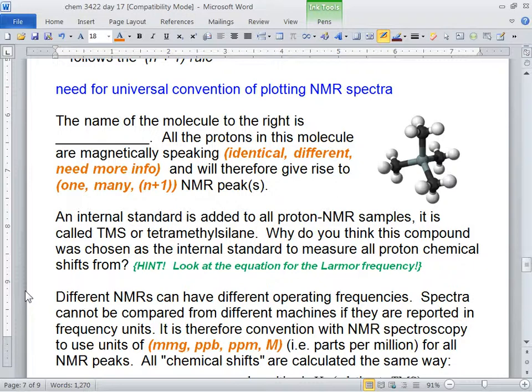So let's start with TMS. All the protons in this molecule are, magnetically speaking anyway, identical. They're all identical. And therefore, it will give rise to how many NMR peaks? 1. They're all identical, so there's nothing to do any splitting because they're all identical. There's only one group. Kind of look at it that way. There's only one group of protons.